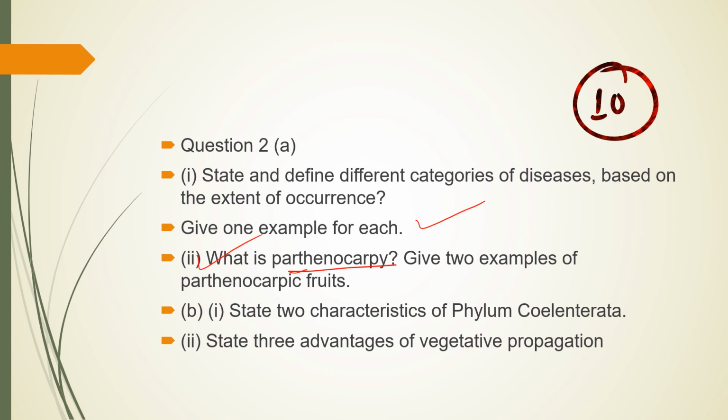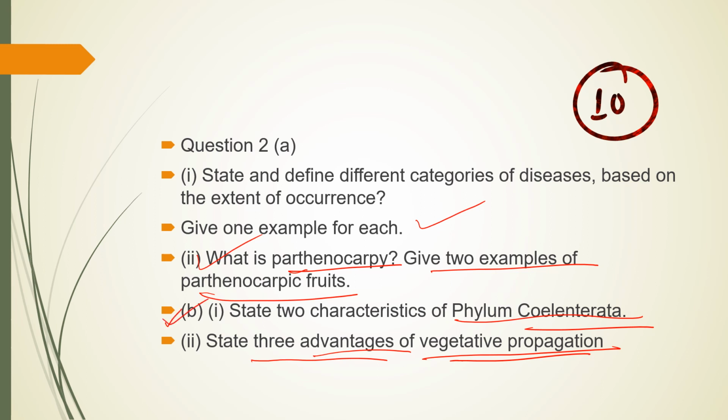What is parthenocarpy? Give two examples of parthenocarpic fruits. State two characteristics of phylum Coelenterata, and two examples of phylum Coelenterata. State three advantages of vegetative propagation. Now this is question number 2A section. This is question number 2B section, right?